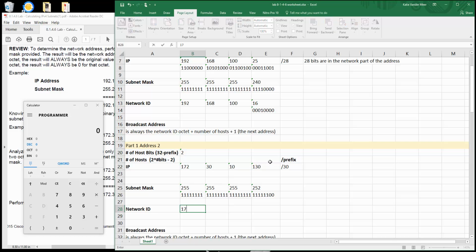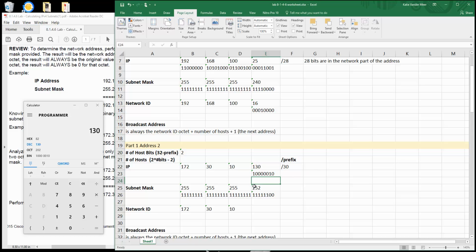Well, let's start off here. 255, so this stays the same. 172, 255, so 30 stays the same. 255, so 10 stays the same. 252 is different, so we're going to look at 130, right? Now, let's look at the decimal of that. So 130, the binary, I keep saying the wrong thing. The binary right here is 1, 0, 0, 0, 0, 0, 1, 0.